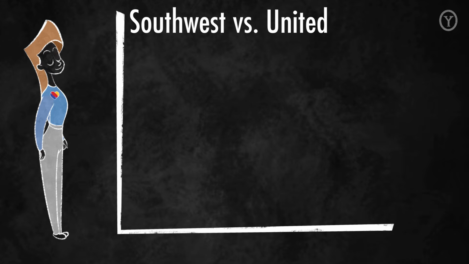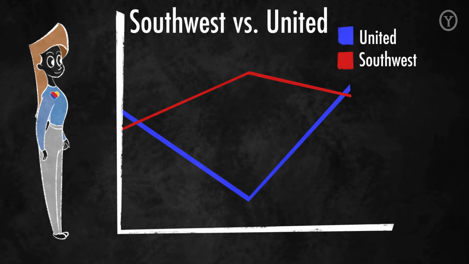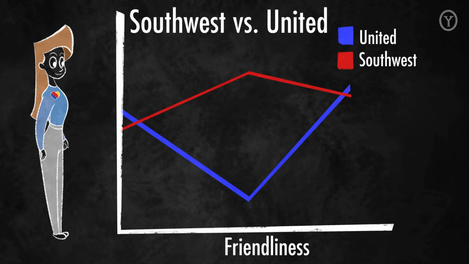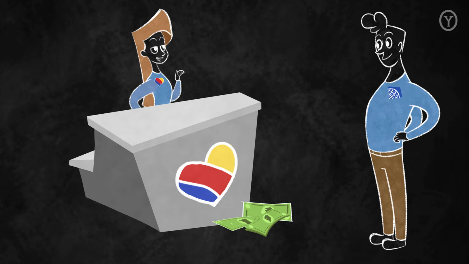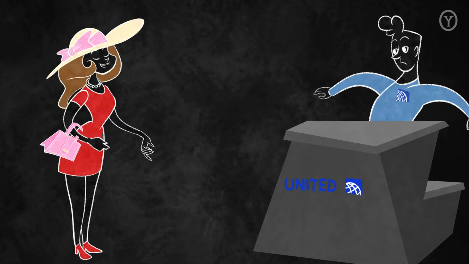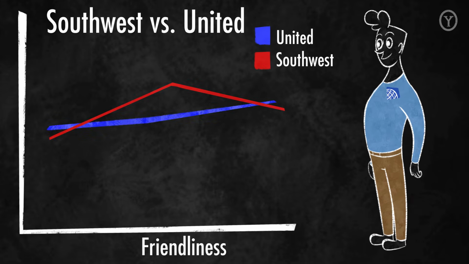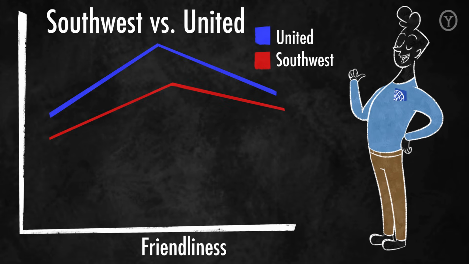Now let's make another strategy canvas, this time for a full-service airline, United. United might want to figure out why its service is considered less friendly than Southwest's. They might invest time and money in figuring out what is perceived as a friendly service, and what they could do differently to catch or even fly past Southwest on the dimension of friendliness.